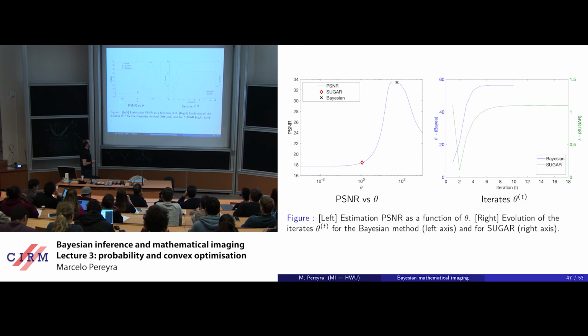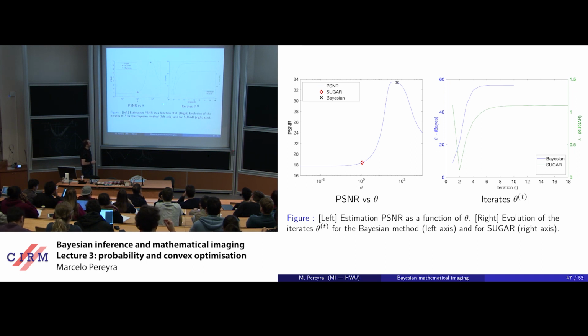And if you look at what happens for other values of theta, you see that if you're not in this sweet spot, then you get a very bad reconstruction. It's not a surprise, compressive sensing is a very ill-posed problem. So unless you choose your regularization well, you get rubbish reconstruction results. And the algorithm is managing to find a theta that falls quite close to the oracle value for theta.